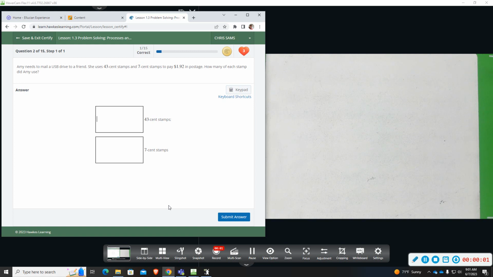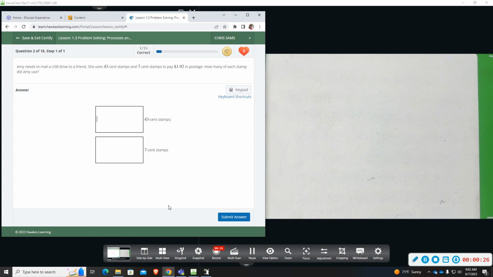All right, number two, in the same way that we did number one, we're going to come up with either a system of equations and try to solve for the two missing values. So Amy needs to mail a USB drive to a friend. She uses 43-cent stamps and 7-cent stamps to pay $1.92 in postage. How many of each stamp did she use?